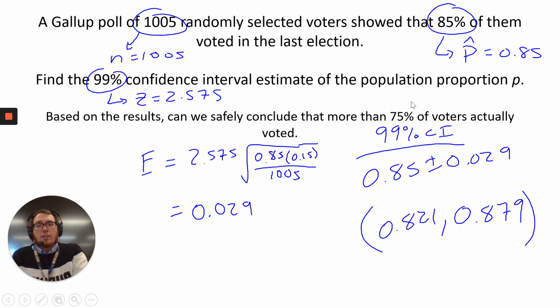So based on the results, can we conclude that 75% of voters actually voted? And we could say yes, because 75% is not in my range. My range is from 82 to 87, or almost 88%, and that's all above 75%. So I can safely conclude with 99% confidence that more than 75% of voters actually voted. Remember, the conclusion here would be: we are 99% confident that the true proportion of people that voted in the last election is between 0.821 and 0.879.